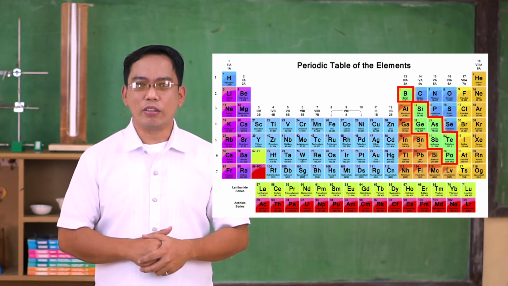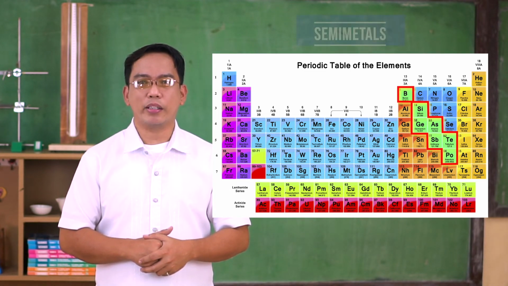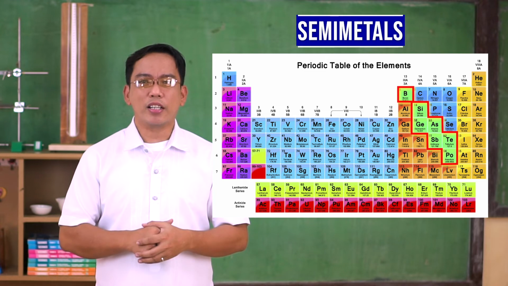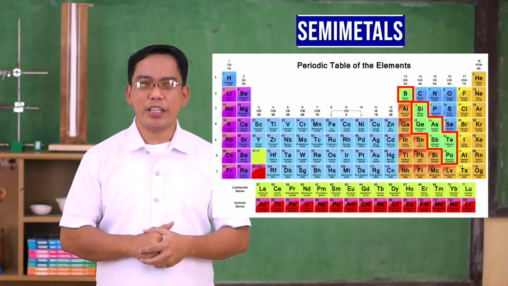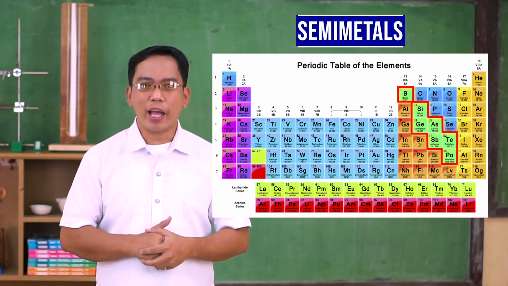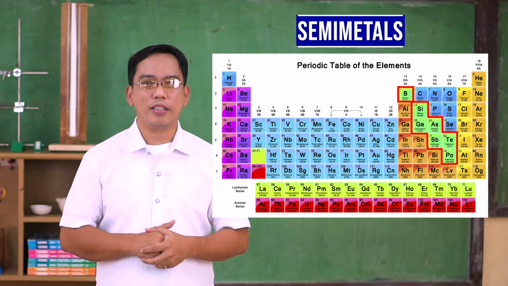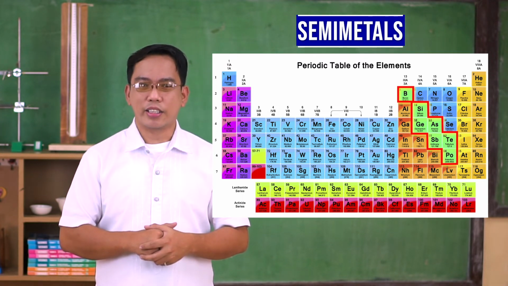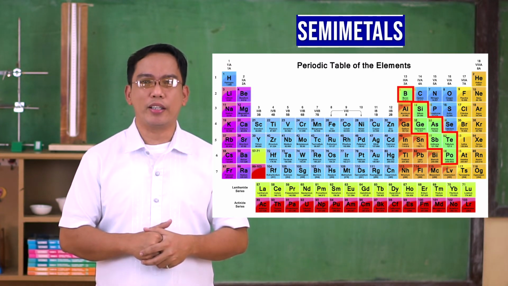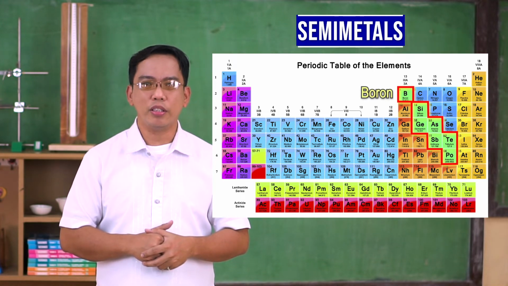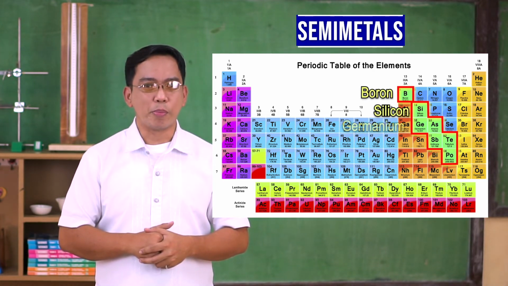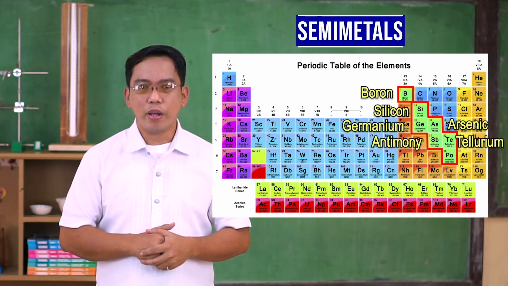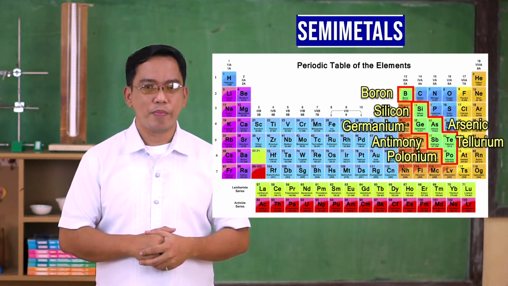The elements along the stair-step line are the semi-metals. Semi-metals have the appearance and some properties of a metal but behave like a nonmetal in certain instances. The 7 elements commonly regarded as semi-metals are boron, silicon, germanium, arsenic, antimony, tellurium, and polonium.